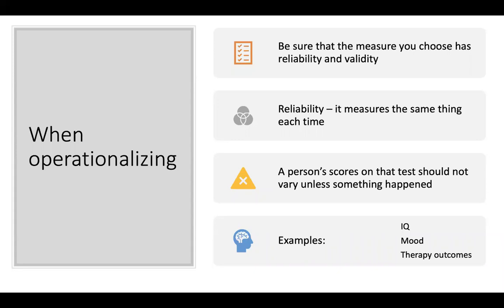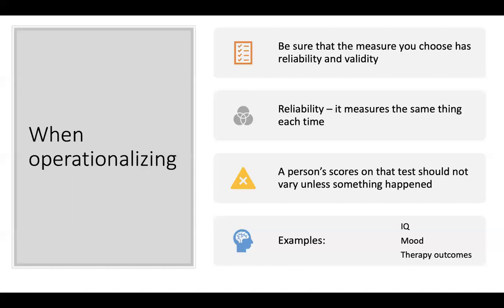When you operationalize a construct, when you decide this is how I'm going to measure it, your measurement has to have reliability and validity. So we talked about this a little bit last week when we talked about choosing measures with reliable, valid data that are attached to them. And so this is just a quick review. Reliability means it measures the same thing every time.